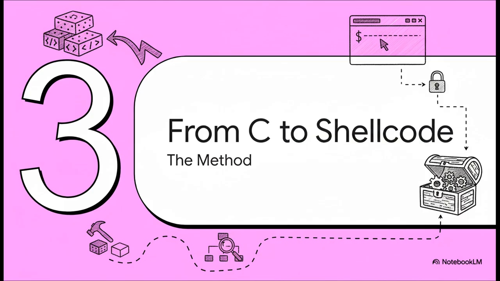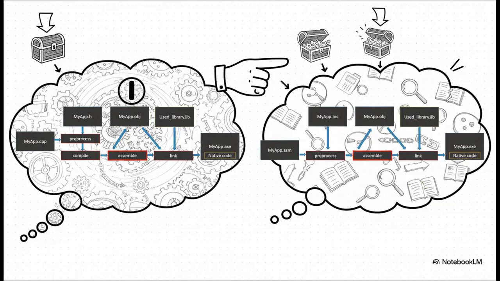Let's see how we use all of this to build an amazing method for turning regular C code into working shellcode. The whole idea here is actually pretty simple, but it's really powerful. So on the left, that's your normal compilation. C code goes in, it gets compiled and linked, and you don't really see the messy bits in between. But on the right, that's our method. We basically tell the C compiler, look, do all the heavy lifting of turning my C into machine instructions, but stop before you make the final file, just spit out the human-readable assembly code. We're basically hijacking the compilation process right in the middle.